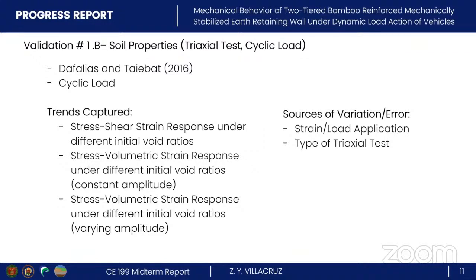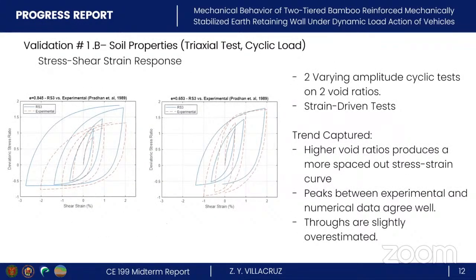It is important to note that the actual axial strain loadings were not available from literature, so I tried my best to load the sample such that I can clearly capture the trends and yield a similar shear strain value from literature. Apart from this, some deviation is also caused by the idealization of the triaxial test setup into a true triaxial model. Seen on this slide are two varying amplitude cyclic tests on two different void ratios.